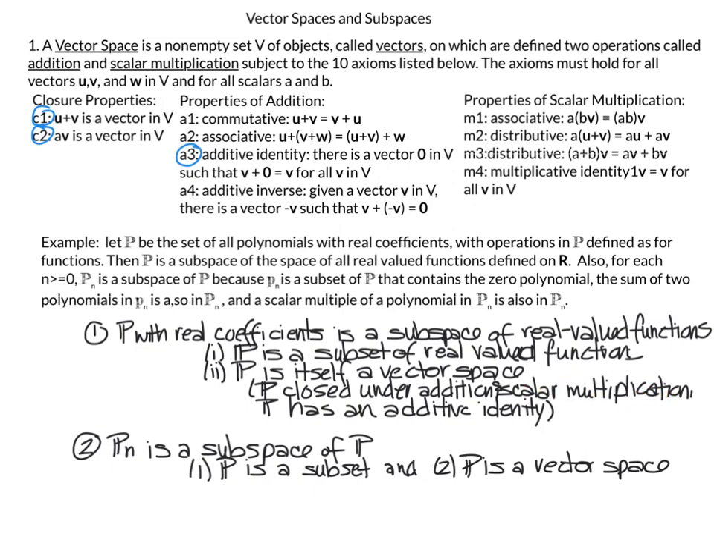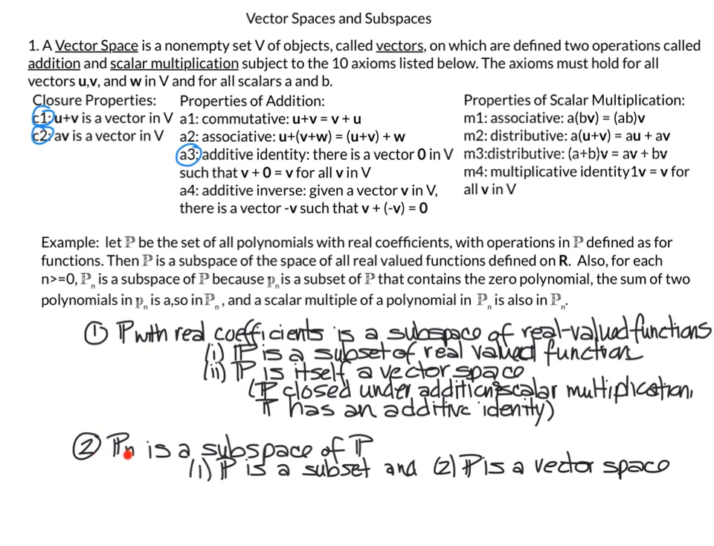So it's closed under scalar multiplication. And last, P has an additive identity. That is, the 0 polynomial is equal to 0, because you add 0 to any polynomial, you get back the original polynomial.